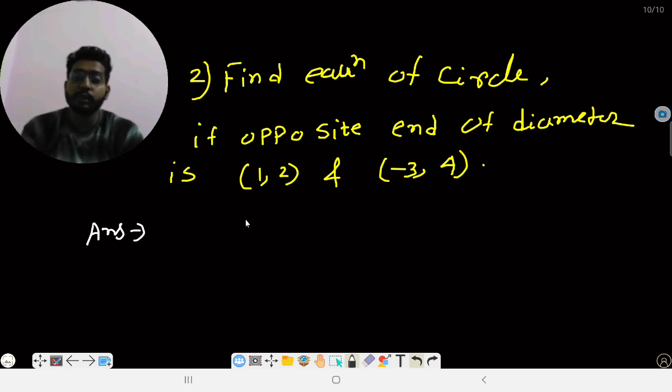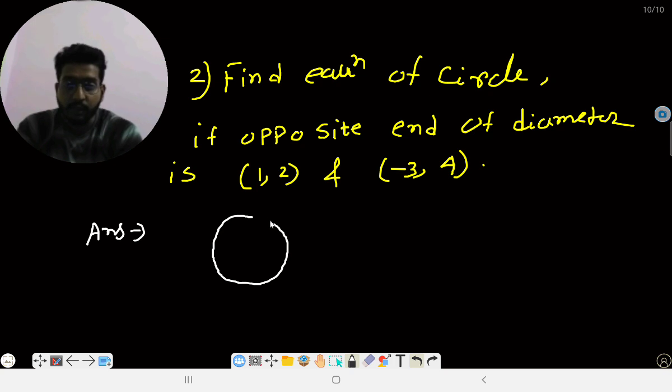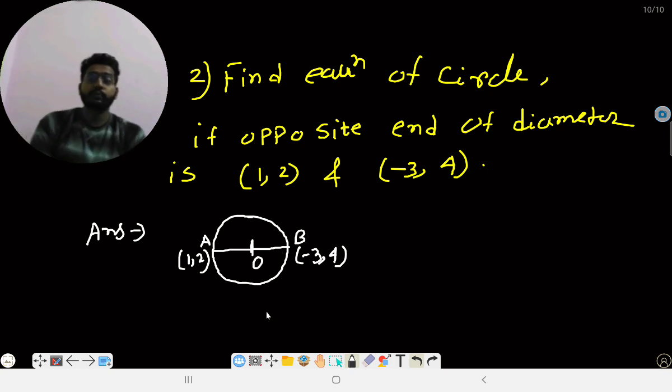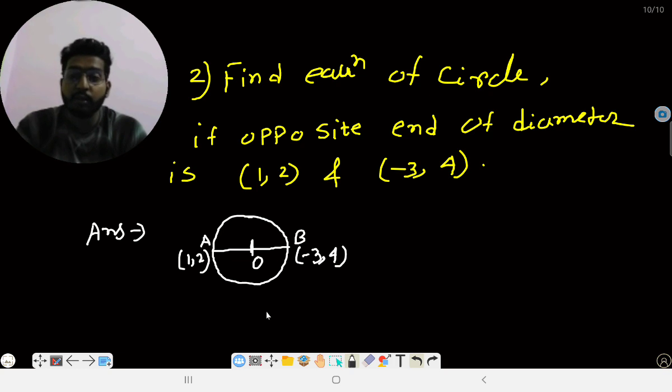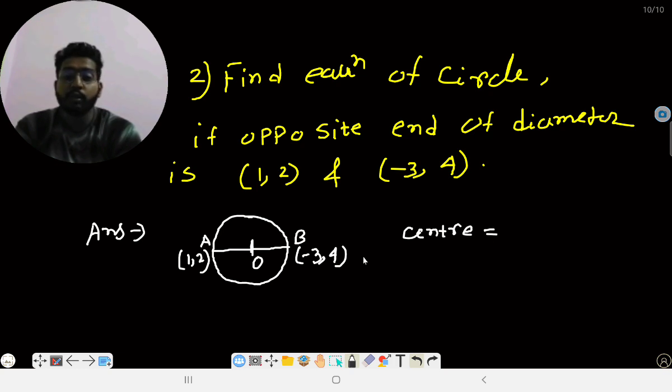So first we need to find the center, then the radius. Same thing. So first look at this, this is the circle. Now this is the diameter, and suppose this is the center. The opposite ends are given, so one point will be 1, 2 and the other point will be minus 3 comma 4. Here let them be A and B, and this one will be O. So A and B are the end points and O is the center. Now first you have to find the center of the circle, that means the coordinates of O.